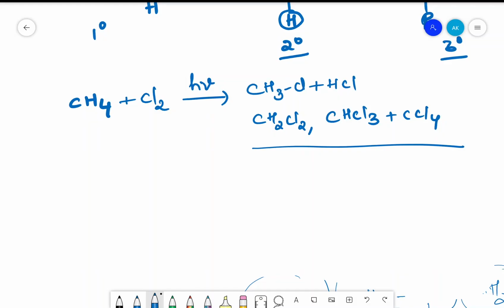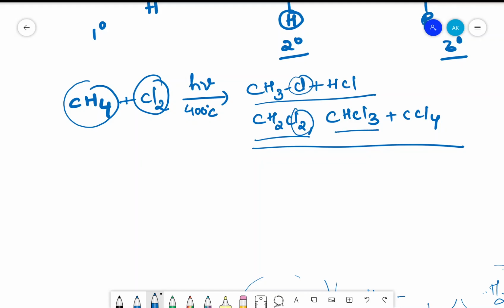These are all the products obtained based upon the concentration of Cl2 and CH4, which we have already discussed. Please refer to those notes if you don't remember that. The first method of preparation is halogenation of alkane, where alkanes react with halogen in the presence of sunlight or at higher temperature like 400 degrees Celsius to give alkyl halides or polyhalogen derivatives. This is one halogen, this is two, this is three, this is four. When you have more than one halogen, it is called a polyhalogen derivative, which is already mentioned in your notes.